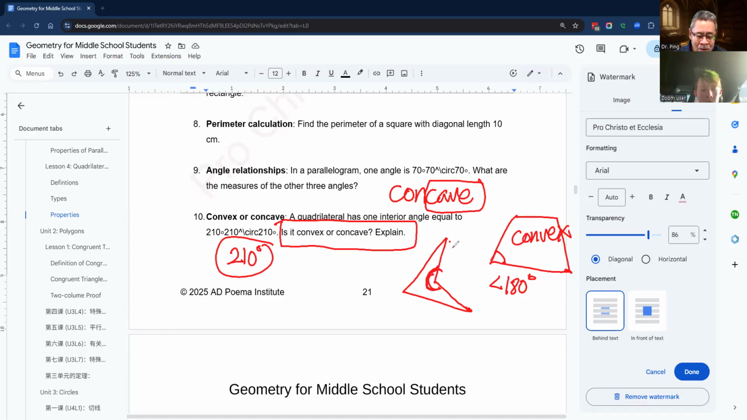Otherwise, if it's like this, then we get a triangle, and this is 180. If we push out, we get concave, and this angle will be less than 180, and here it's bigger than 180.